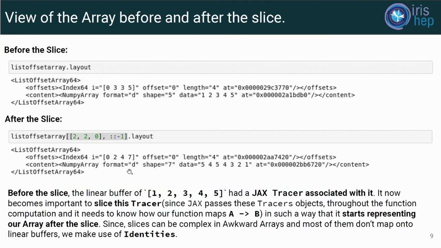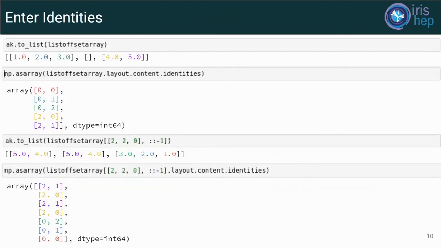And how do we do that? We make use of something called identities. Identities are nothing but you can consider them as an identifier to each of the data elements. Or even to think in a more intuitive way, it's the slice you would apply to the original array to reach that data element. So if you find the identities of this array, you will get this two-dimensional array.